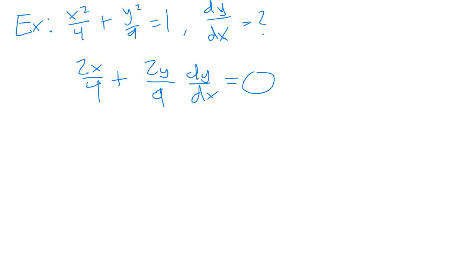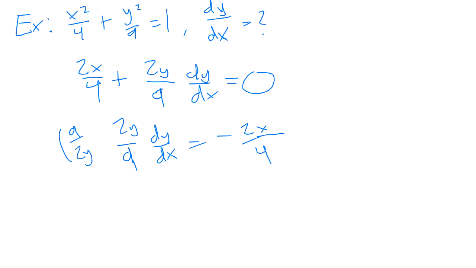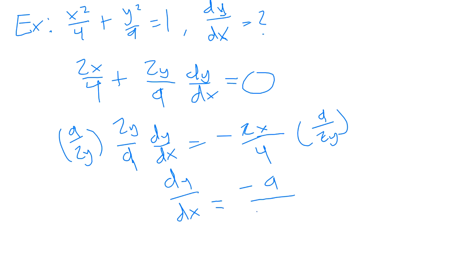And now we can actually go ahead and just solve for our dy over dx. We can say that we have 2y over 9 dy over dx is equal to negative 2x over 4. You can multiply times 9 over 2y on both sides. And therefore, our dy over dx is going to be equal to negative 9x over 4y.